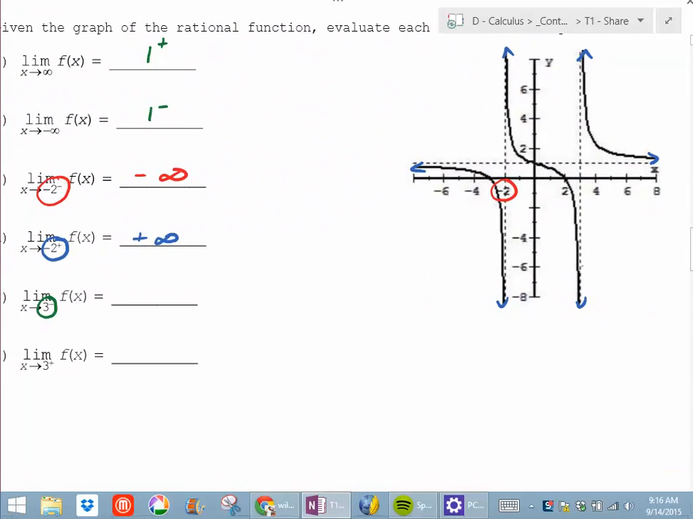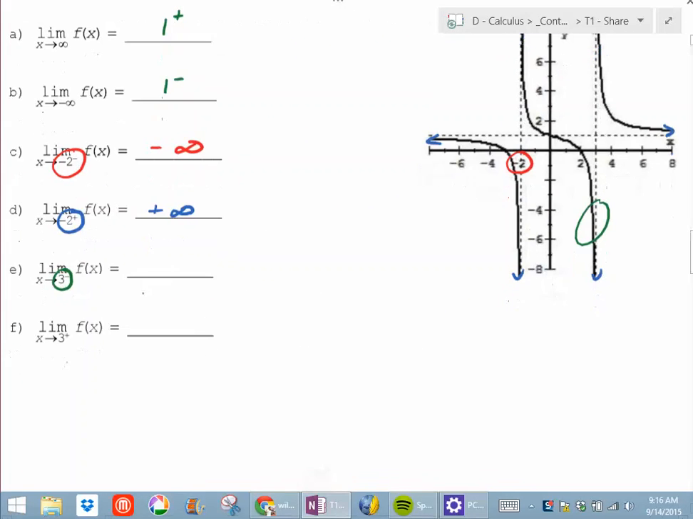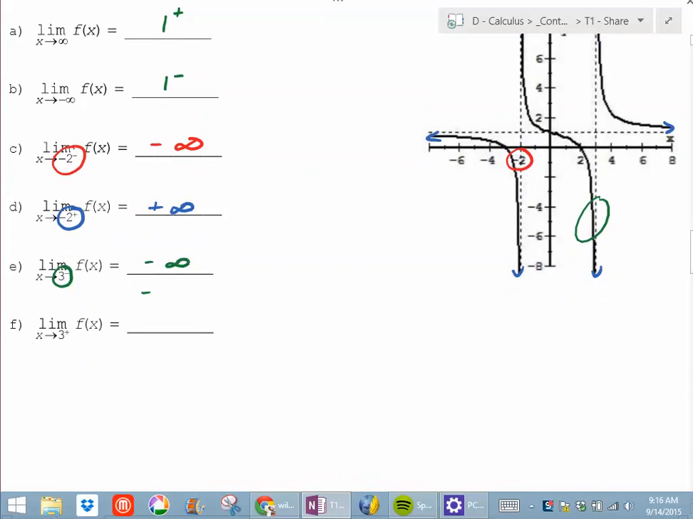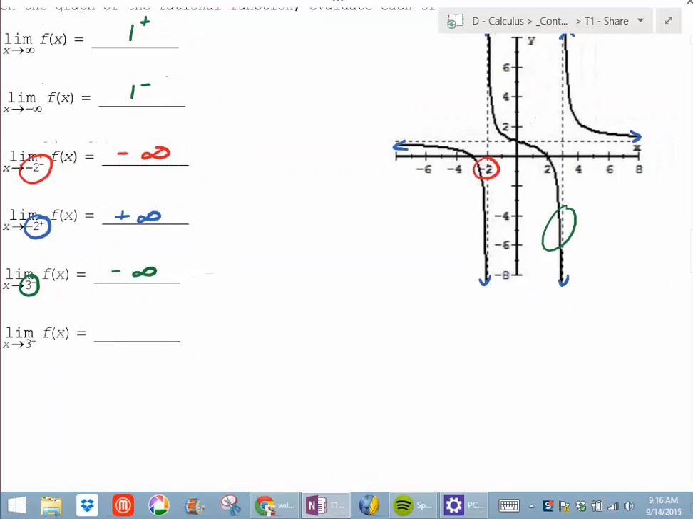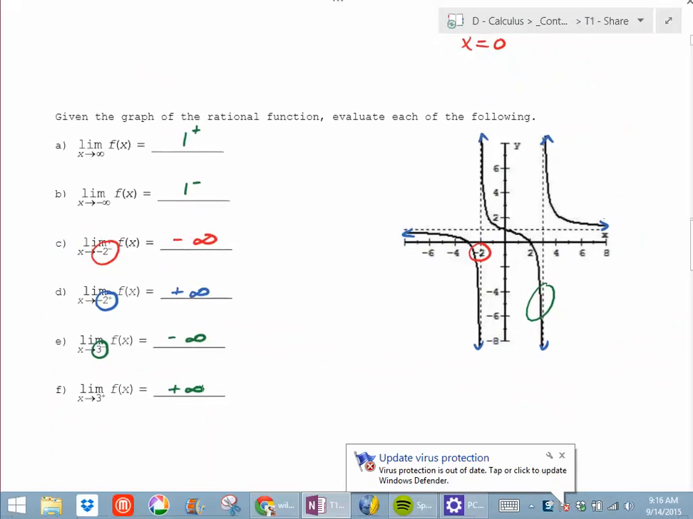3 from the left. Yeah, it goes down. Exactly. Negative infinity. And what about 3 from the right? Yep. You can say it's really fine putting a positive. It's totally fine. That is emphatic. That tells me you're not unsure. That's fantastic. Are there any questions on these right here?